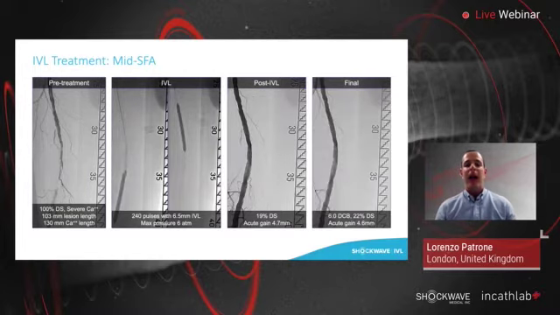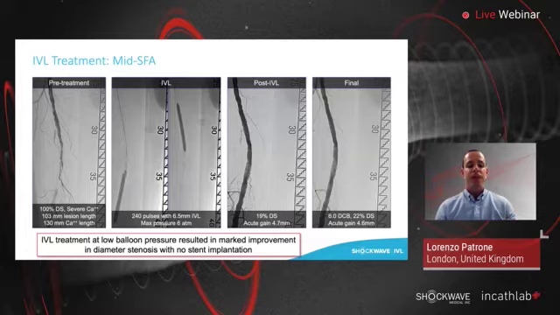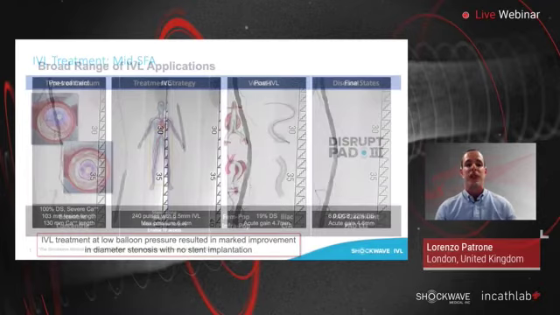The final step, after normal angioplasty, after POBA or after DCB, could be the same thing. It just serves to stabilize the result which we obtain with the IVL. So IVL treatment at low balloon pressure, in this case and in many others that our experts will probably show us today, results in marked improvement in diameter stenosis with no stent implantation.